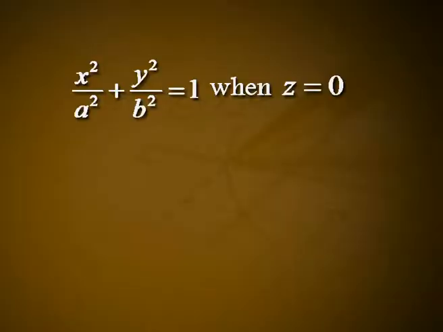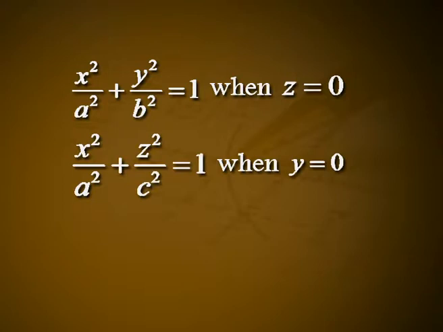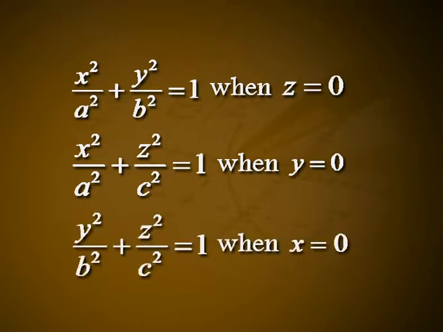The surface is symmetric with respect to each of the coordinate planes because the variables in the defining equation are squared. The curves in which the three coordinate planes cut the surface are ellipses. They are x²/a² + y²/b² = 1 when z = 0, x²/a² + z²/c² = 1 when y = 0, and y²/b² + z²/c² = 1 when x = 0.